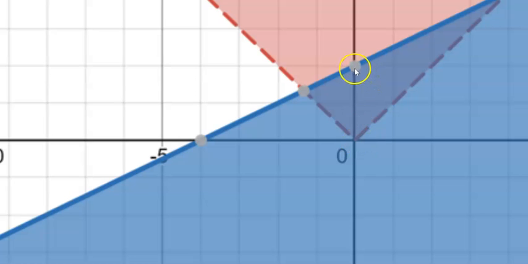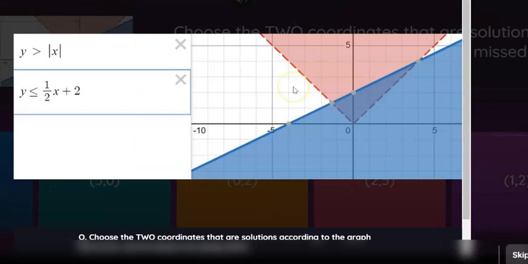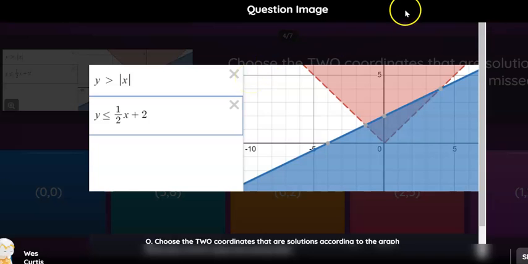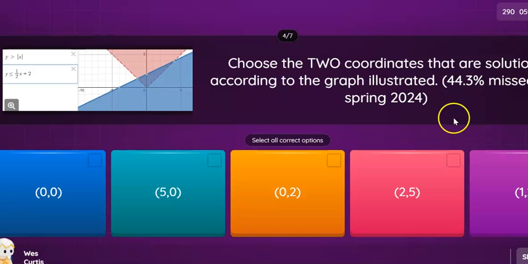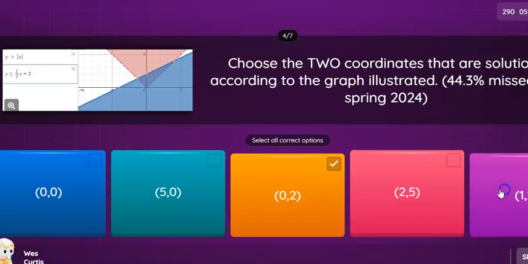And then one of the answers was right here. What's the difference about this coordinate? That one's a solid line. Solid lines are good, like closed circles. Dotted lines are like open circles. They're no good. So that was the 2. That was the things that you need to know, and that's why this was a tougher question last unit. 44.3% of kids missing one like this.